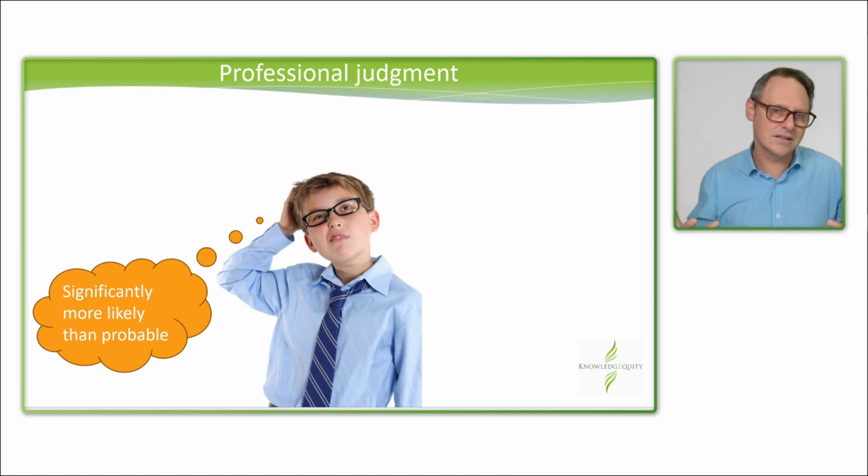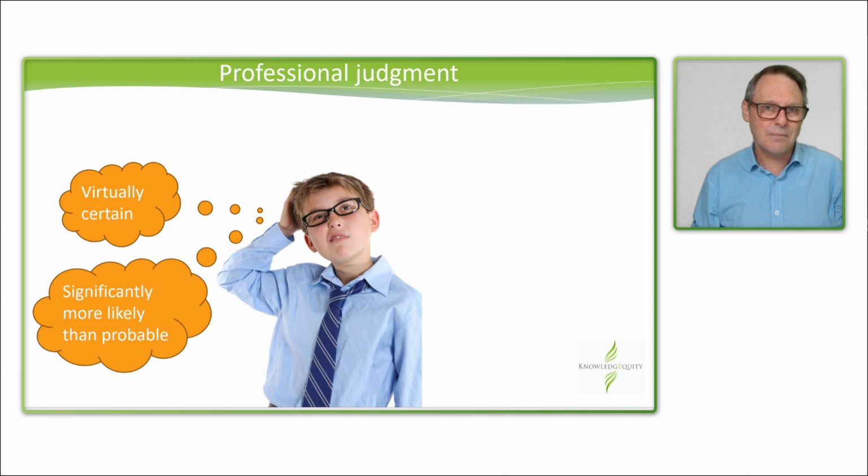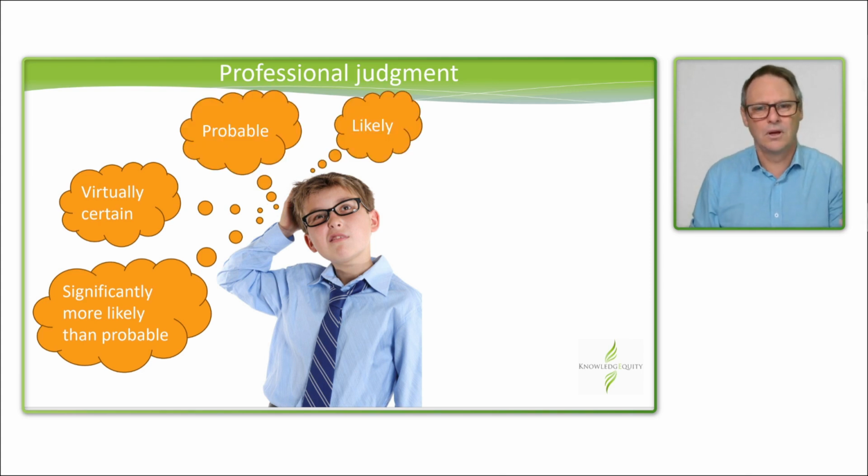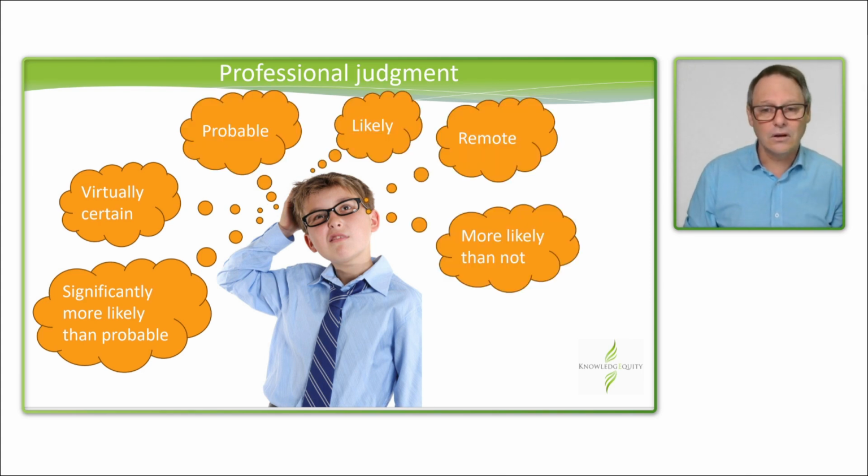In accounting, more specifically, there's a lot of times where we have to make a decision because the standards are not exact. They'll say significantly, more likely than probable. They might say virtually certain, probable, likely. They might say remote, or more likely than not. What does this actually mean?